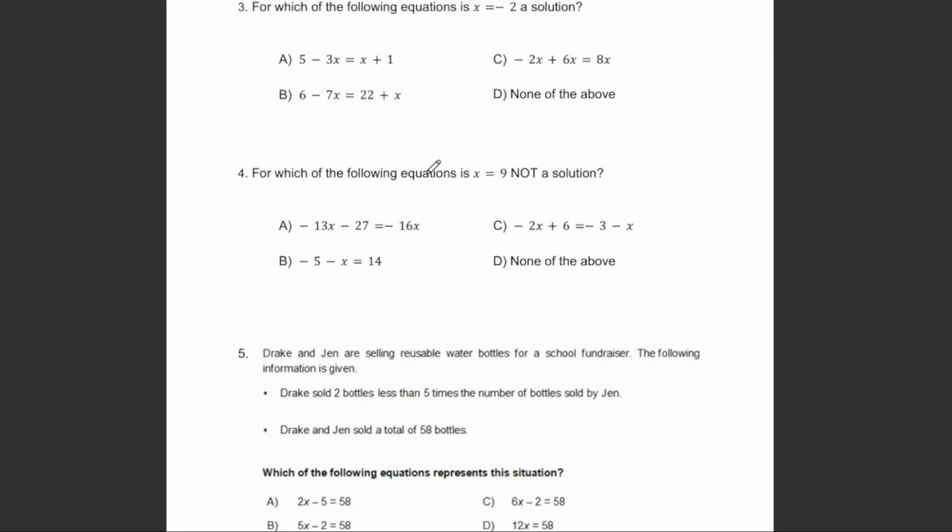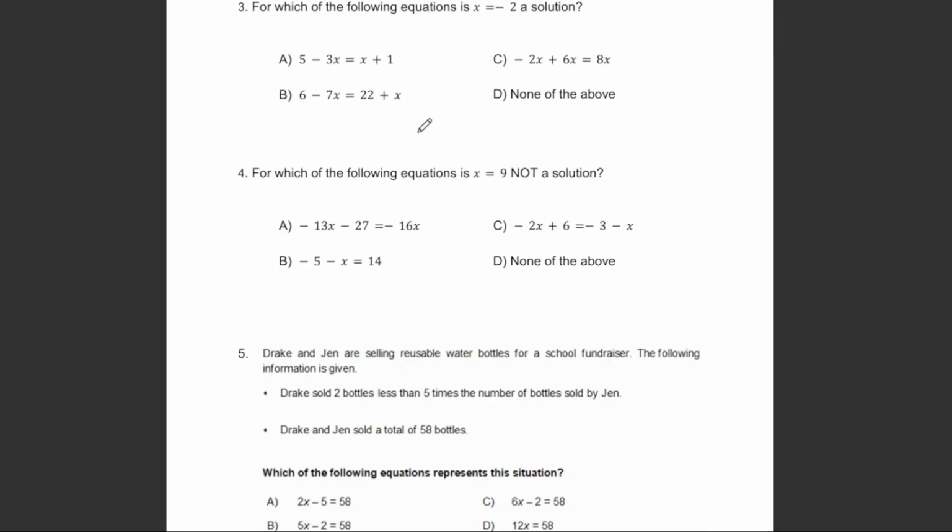Another way you can do this is to substitute, kind of like what you did for questions 1 and 2. You substitute the x equals minus 2 back into your equation. Now, if you remember from the very start of the chapter, I said a solution is something that makes the equation true. So if you end up with an equation that is not true, then x equals minus 2 is not a solution. That might be a little confusing, so let me show you what I mean.